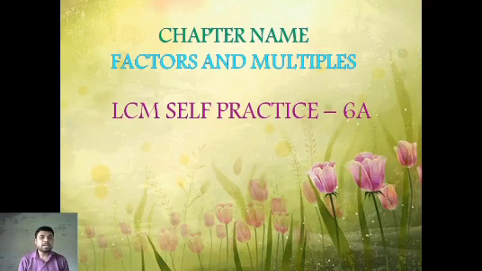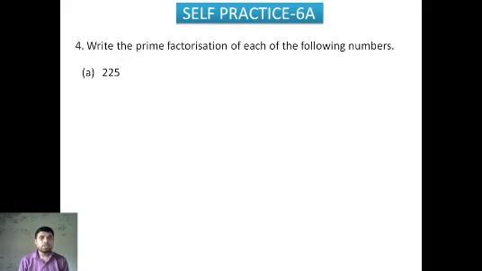Today we are going to start the LCM solutions, Exercise 6A from the chapter Factors and Multiples. Question number 4: Write the prime factorization of each of the following numbers. Prime factorization, as we have already learned, means the expression of the product of the prime factors. Last day we learned prime factorization by factor tree. Today we will learn prime factorization by the division method.